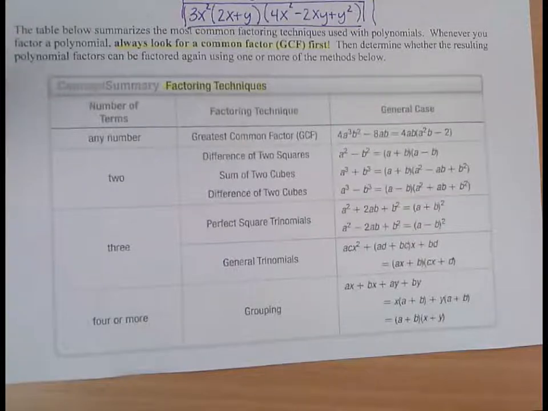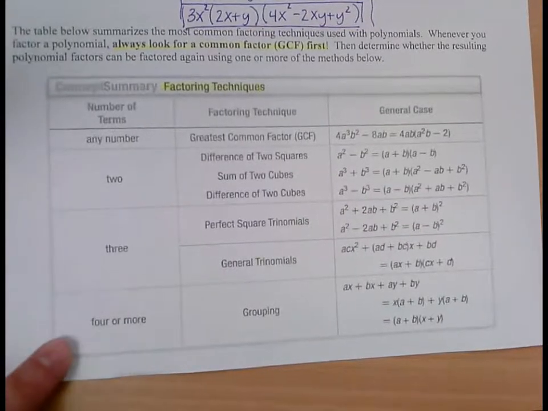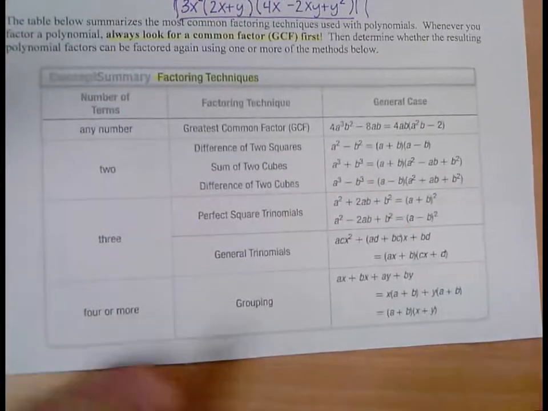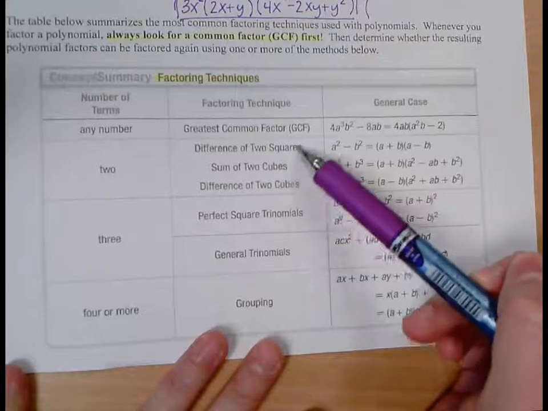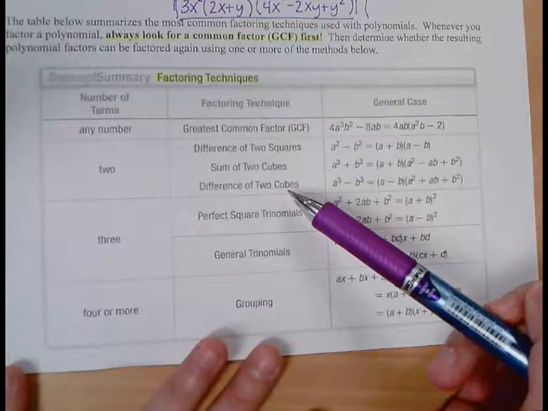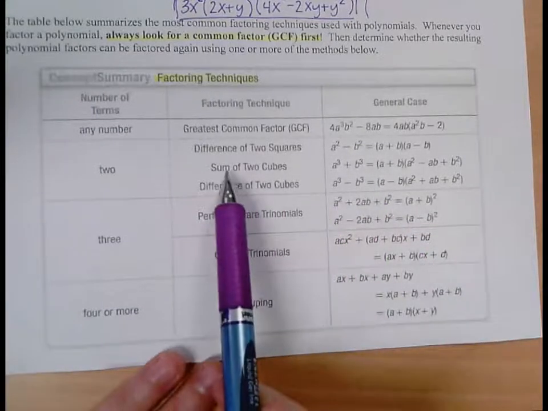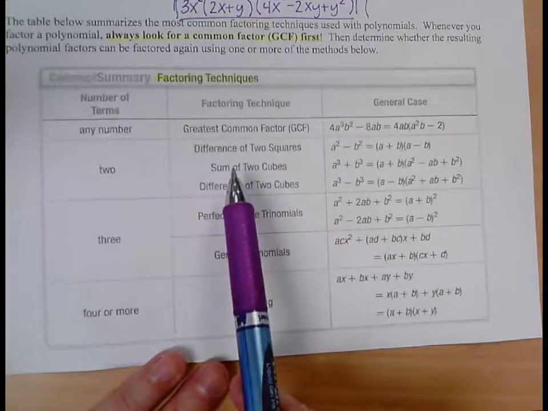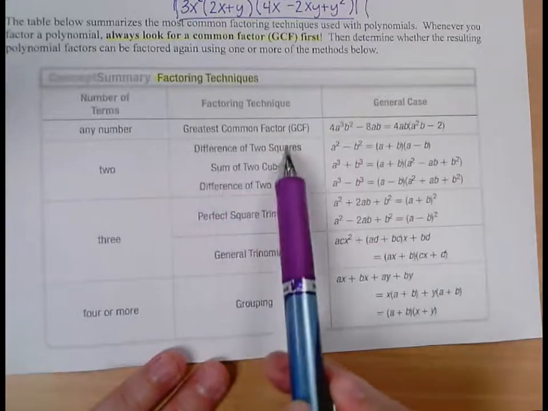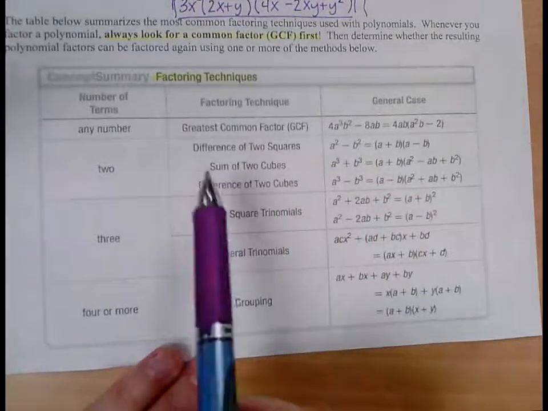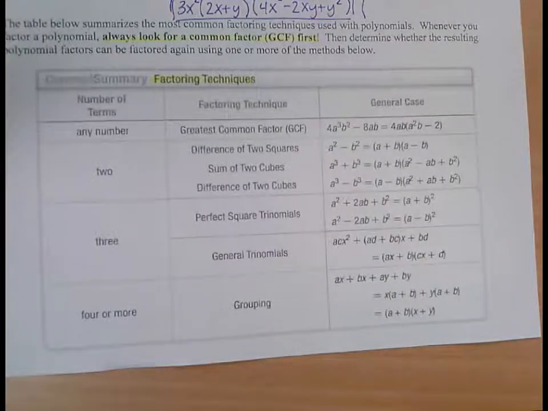After you look for a GCF, determine how many terms you have. If you only have 2, there are only 3 methods of factoring you could try. If none of them apply, it's prime. So here's the sum of 2 perfect cubes, the difference of 2 perfect cubes that we just talked about in the 3 examples above. Difference of squares, that was from chapter 4 that I referenced before. So if you have 2 terms but it's not a difference of squares or a sum or difference of cubes, it's prime.